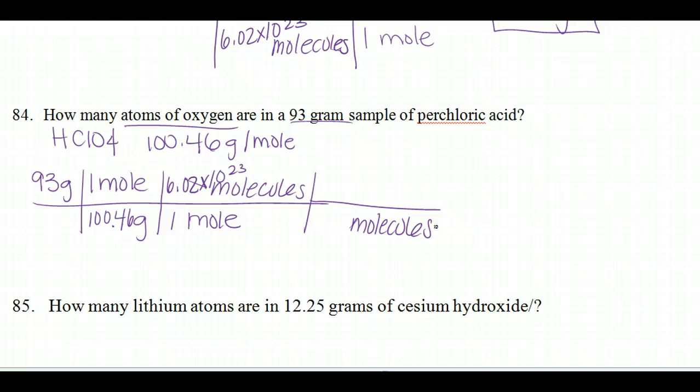If the question had asked something like how many atoms total are in the molecule, we would be counting all of these, but because the question specifies that it really wants the atoms of oxygen, not just atoms in general, we look back to that formula and we see that there were 4 oxygen atoms. And so in 1 molecule of perchloric acid, we have 4 atoms of oxygen.